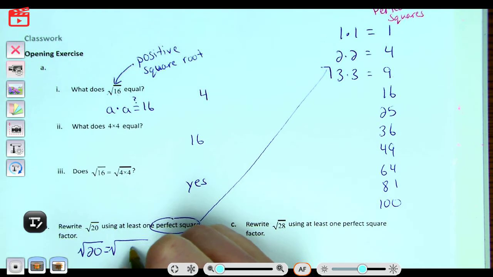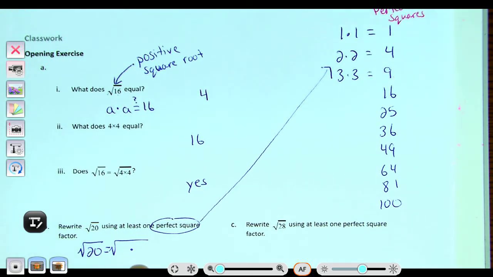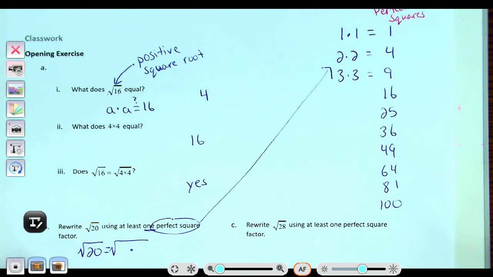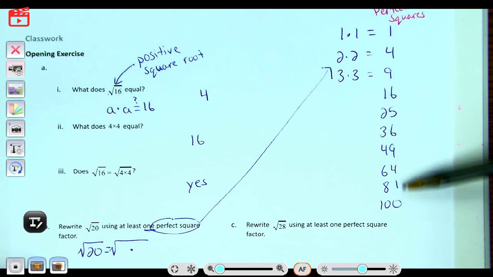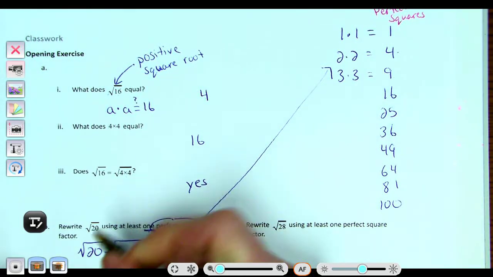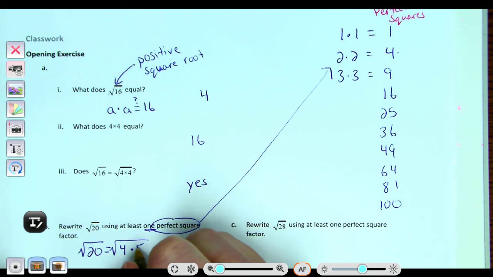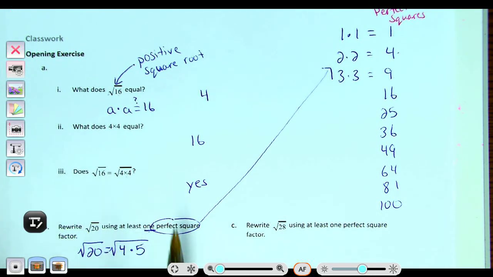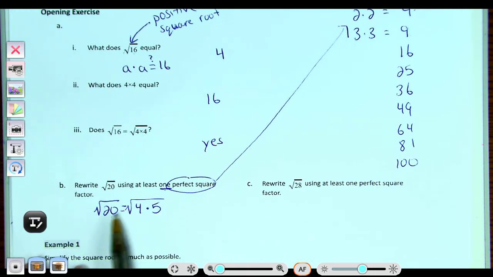I'm going to multiply them. So what two numbers multiplied together equal 20, at least one of them being a perfect square? If I look at my perfect squares here, which one of these numbers goes into 20? 4. So we can rewrite this as 4 times 5. Just like up here, the square root of 16 equals the square root of 4 times 4, the square root of 20 is going to equal the square root of 4 times 5, because 4 times 5 equals 20.